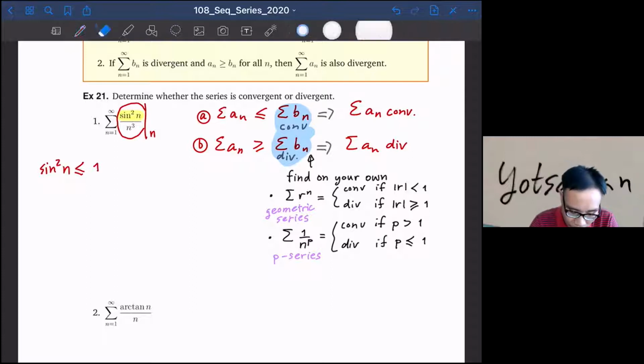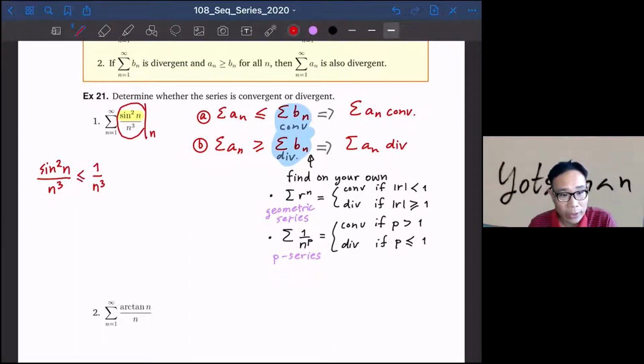For this one, we learned before that sine n is less than or equal to 1. So you have sine squared is less than or equal to 1. And you see that this is over n cubed, over n to the third. So you reach the conclusion that sine squared n over n to the third is less than or equal to 1 over n to the third. And this one will be your b_n.